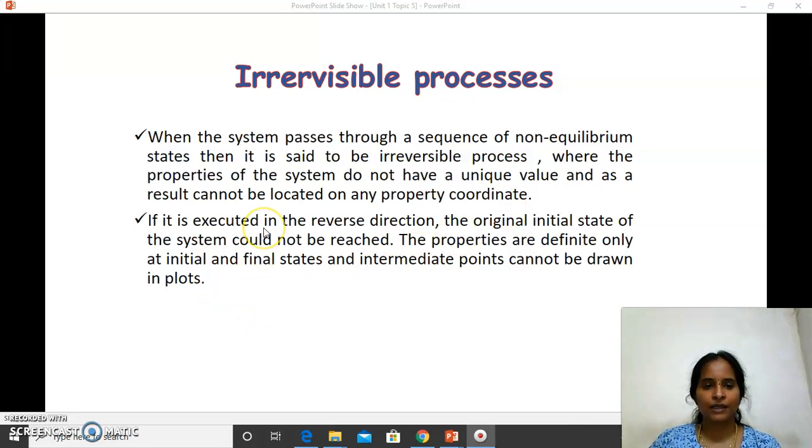If it is executed in the reverse direction, the original initial state cannot be reached. How is it possible? It got hurt. How can you get the new system again without any effect? The properties are definite only at the initial and final states. Initial and final states are good, but the path crossed by the process is not up to reaching the reversible process.